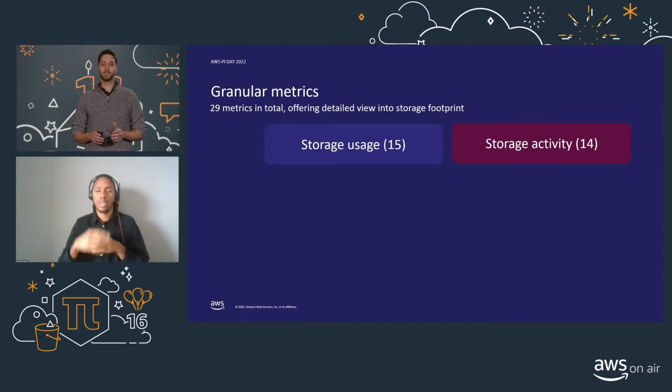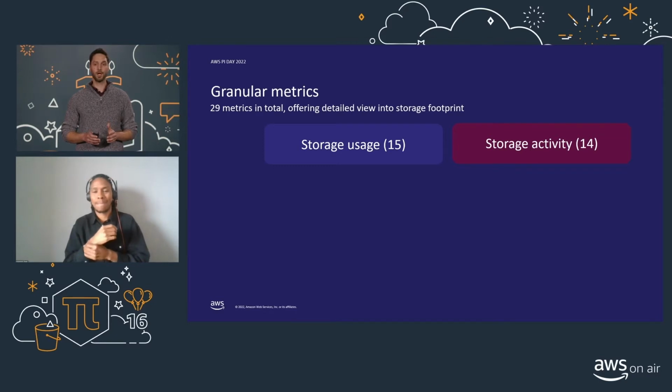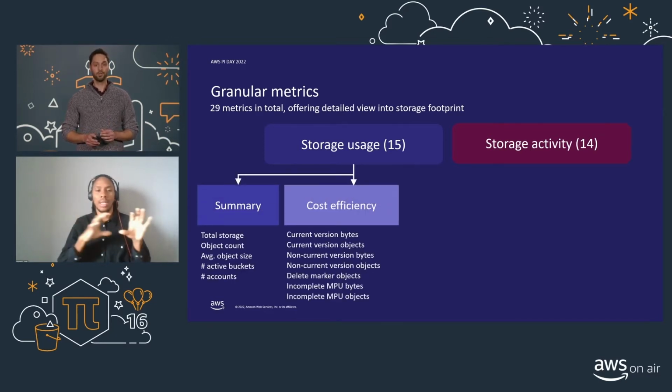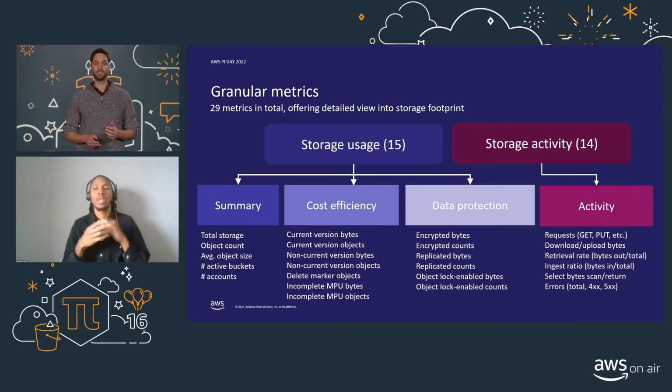So Storage Lens has 29 individual metrics covering 2 broad categories of usage and activity. Storage usage metrics relate to the size and type of storage, as you can see in the blue shading, while activity metrics relate to the requests against your storage, as you can see in the purple shading.